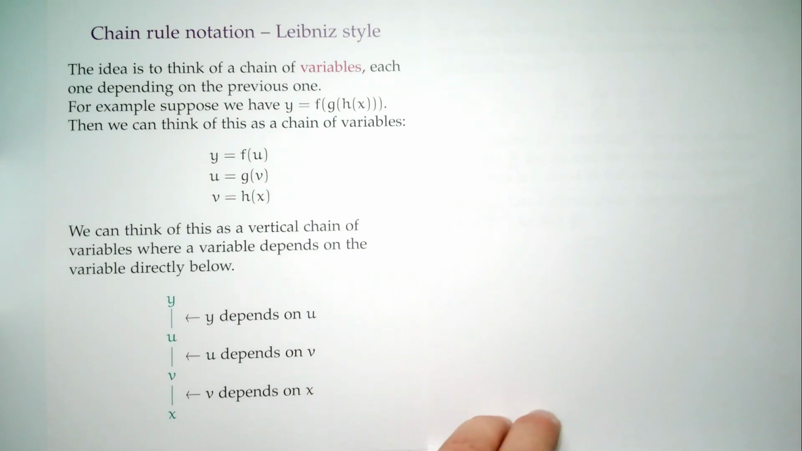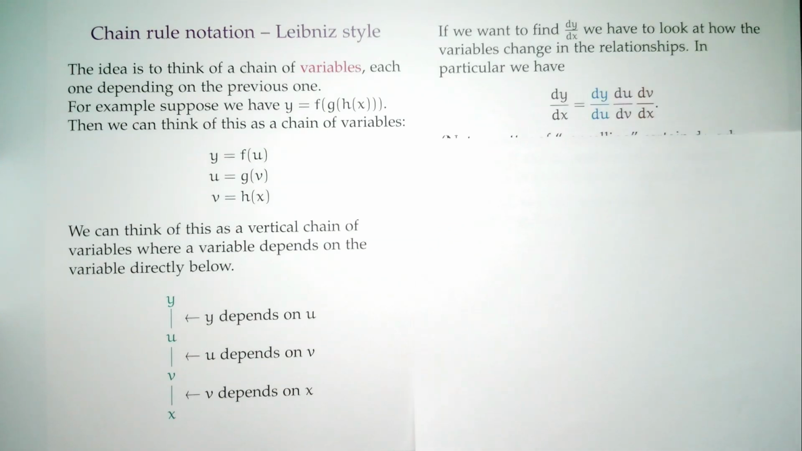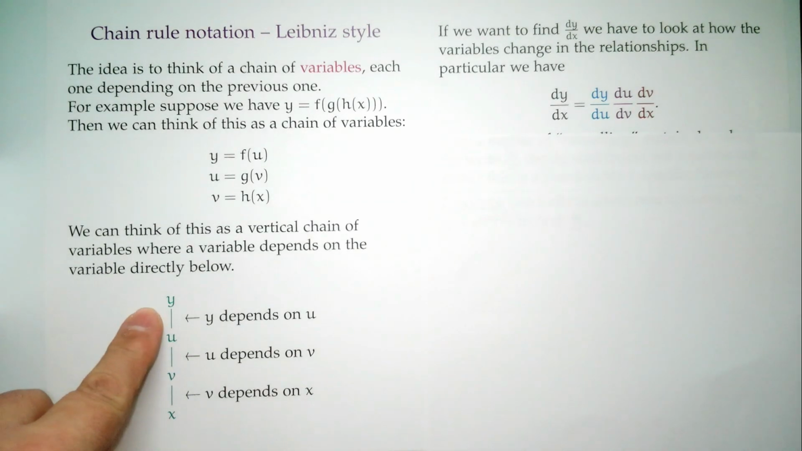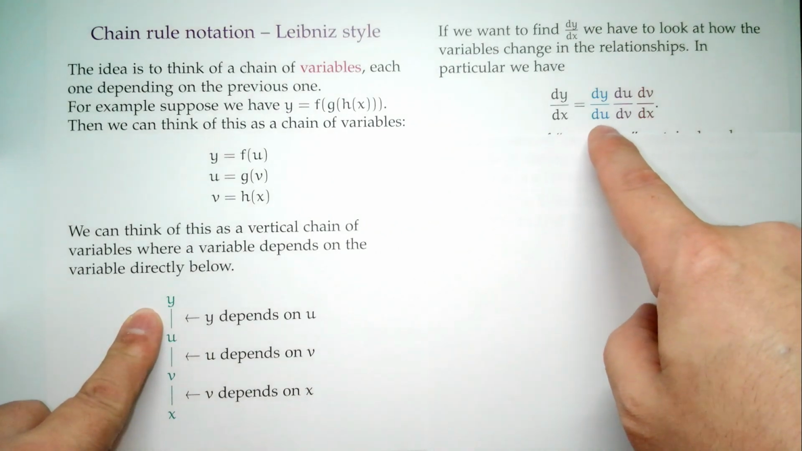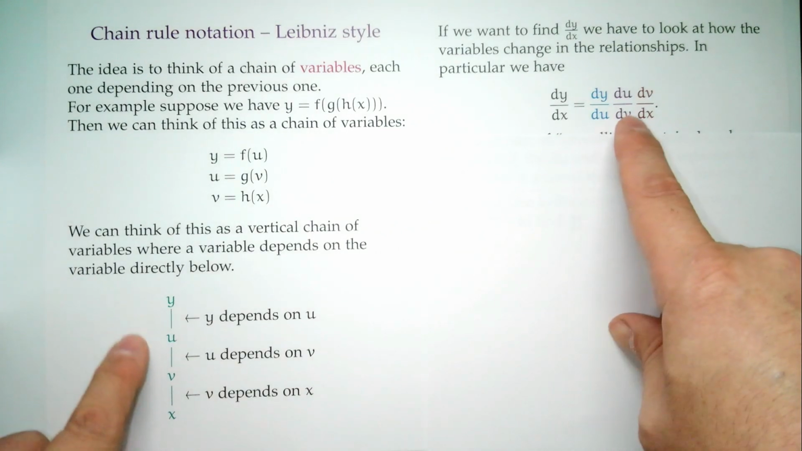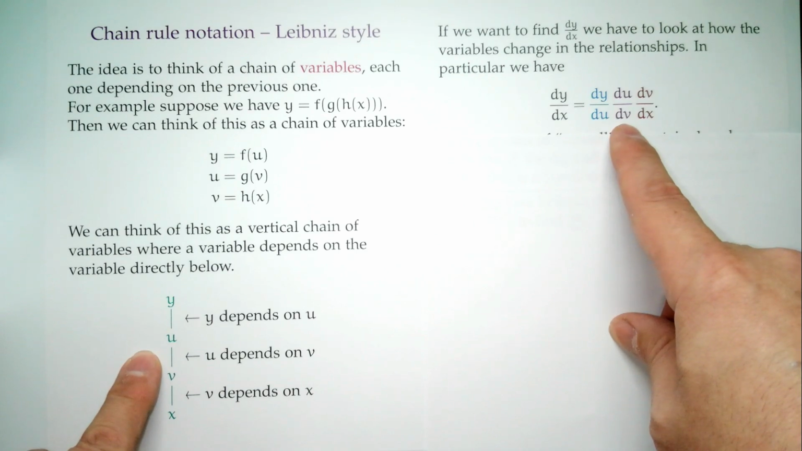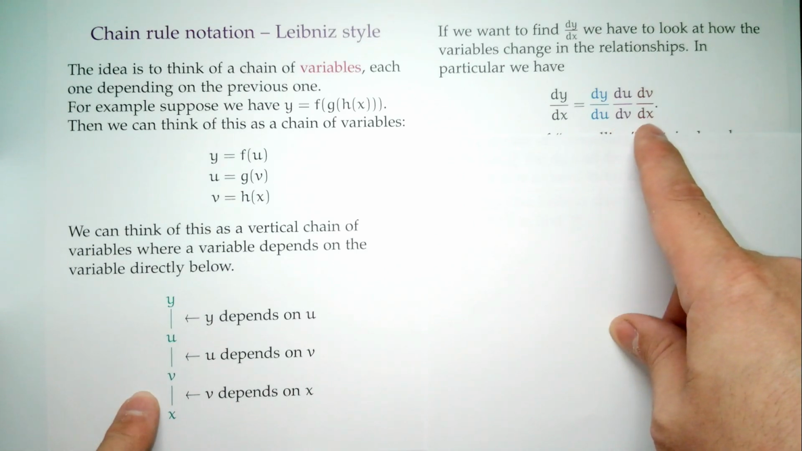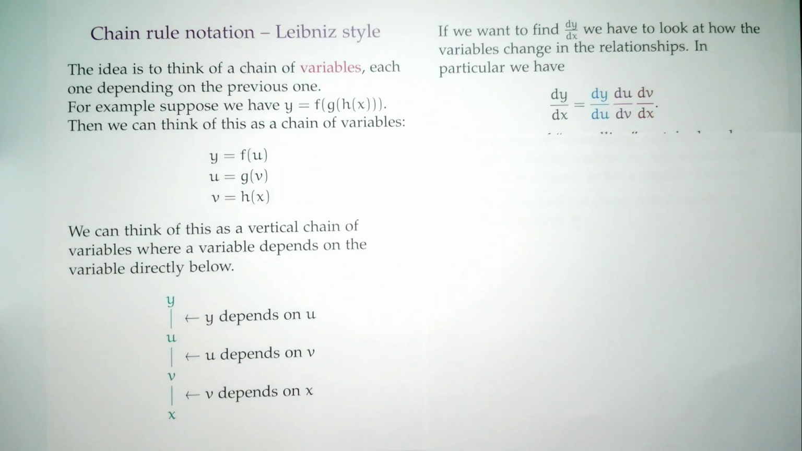So now, what does the chain rule become? Well, the chain rule says, if I want to find dy dx, I look at the following thing. dy dx depends on how y changes with u, so that's dy du. How does u change with v? That's du dv. And how does v change with x? That's dv dx. So that's what we get.